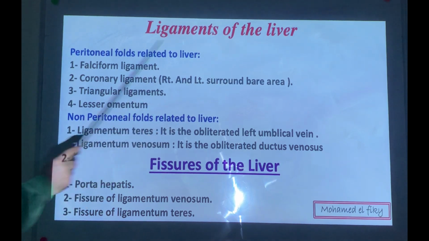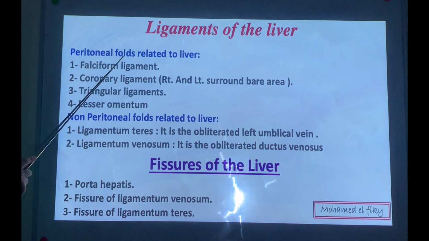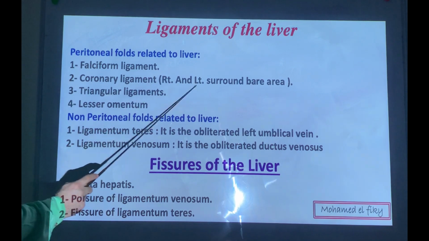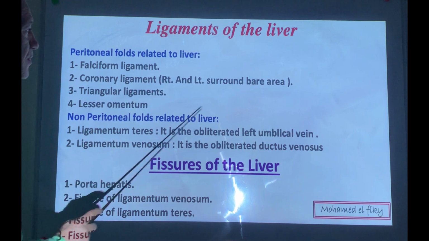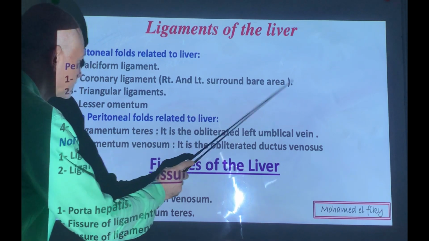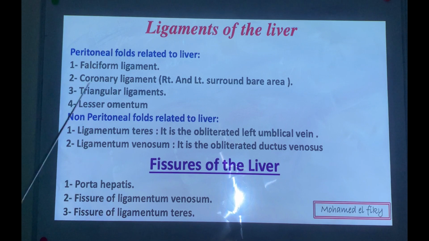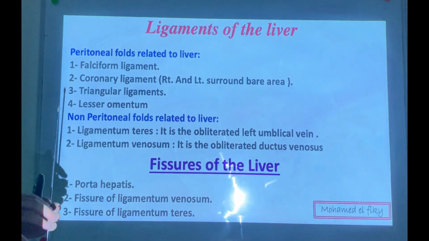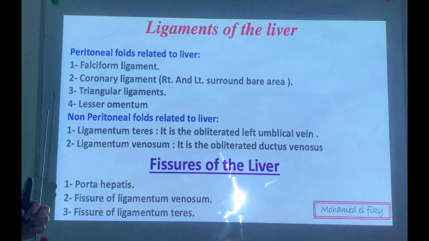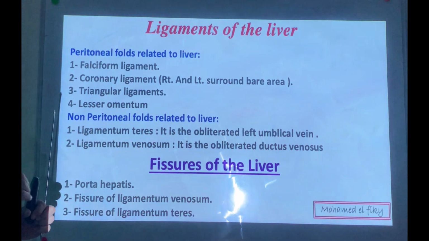Ligaments of the liver, the peritoneal ligaments or peritoneal folds related to the liver: the falciform ligament; the coronary ligament, right and left, or upper and lower, upper coronary and lower coronary, which surround the bare area; the triangular ligaments, right and left triangular ligament. Also the lesser omentum. Remember, the lesser omentum is a ligament connecting the liver with the stomach. And the falciform ligament.